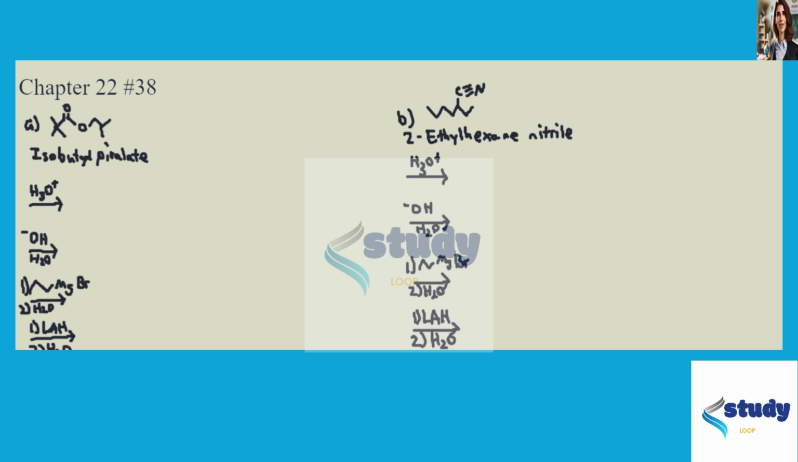And so when we treat an ester with acid, we get the carboxylic acid and the alcohol. So here is our carboxylic acid. And here is our alcohol.